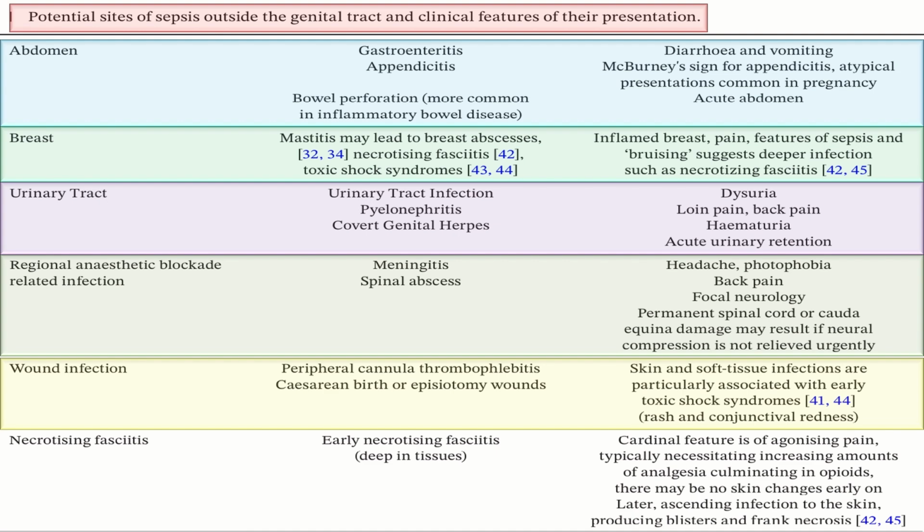In case of necrotizing fasciitis, suspect early necrotizing fasciitis that can be deep in the tissue, and the cardinal feature is agonizing pain, typically necessitating increasing amounts of analgesia culminating in opioids. There may be no skin changes early on. Later, ascending infection to the skin develops, producing blisters and frank necrosis.